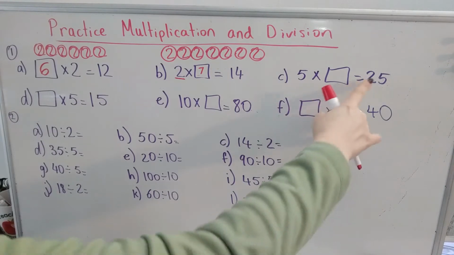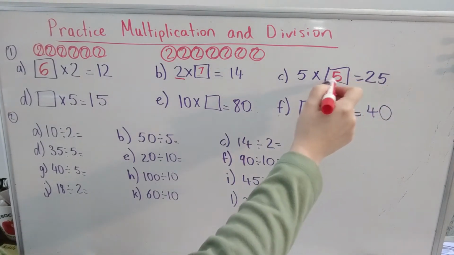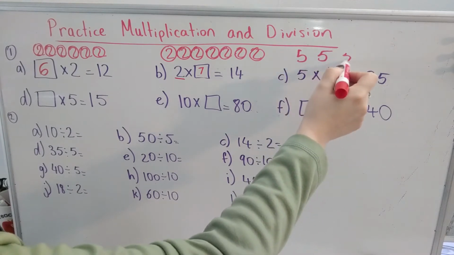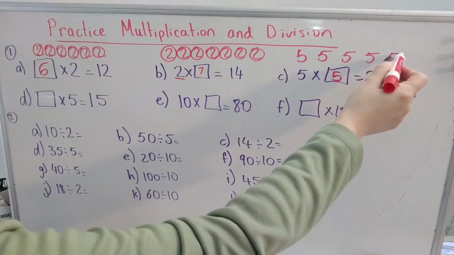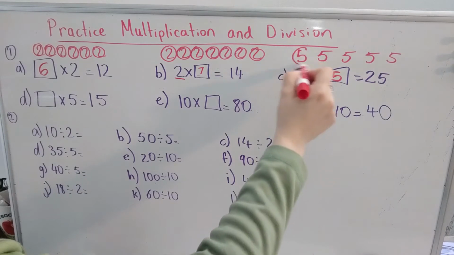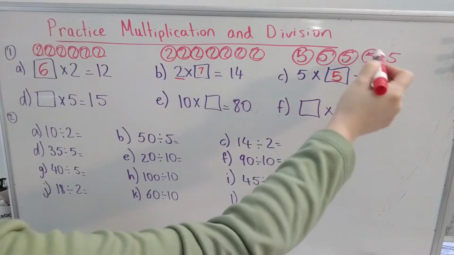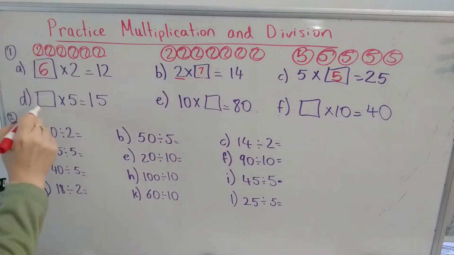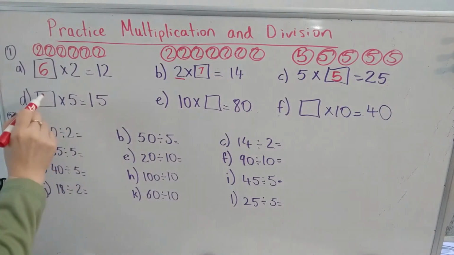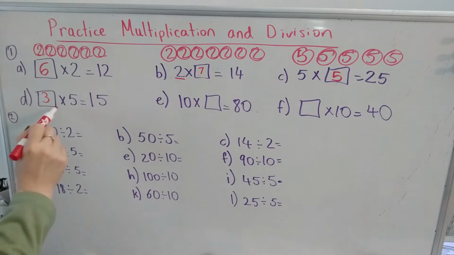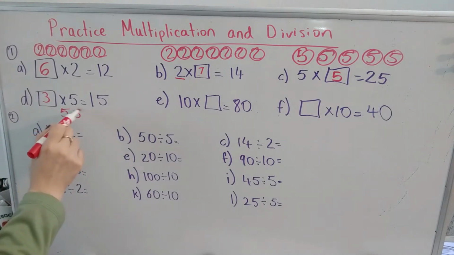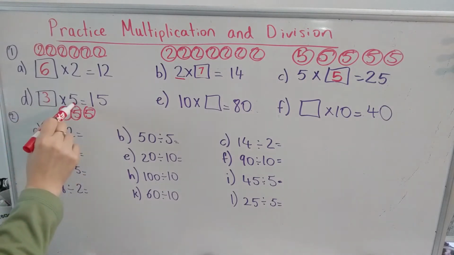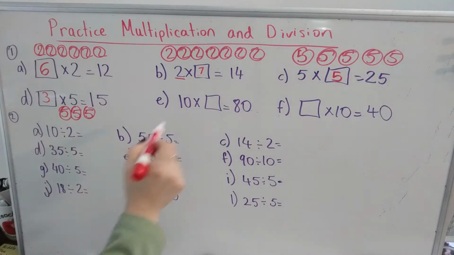5 times what gives you 25? 5 times 5 is 25. 5, 10, 15, 20, 25. How many 5s did we count? 1, 2, 3, 4, 5. There it is. What times 5 is 15? 3 times 5 is 15. 5, 10, 15. 3 groups of 5 equals 15.